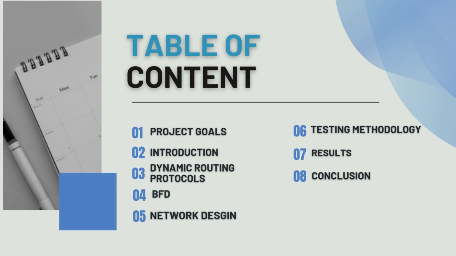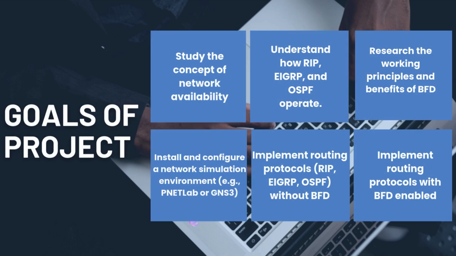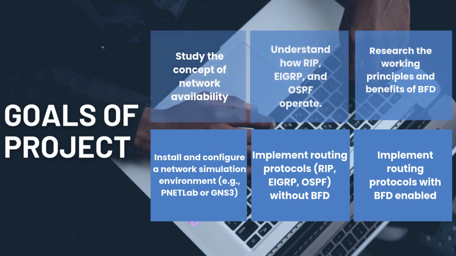Table of contents: 1 Project Goals, 2 Introduction, 3 Dynamic Routing Protocols, 4 BFD, 5 Network Design, 6 Testing Methodology, 7 Results, 8 Conclusion. Goals of the project: study the concept of network availability, install and configure a network simulation environment, e.g., NIELAB or GNS3, understand how RIP, EIGRP, and OSPF operate. Implement routing protocols RIP, EIGRP, OSPF without BFD, research the working principles and benefits of BFD, implement routing protocols with BFD enabled.